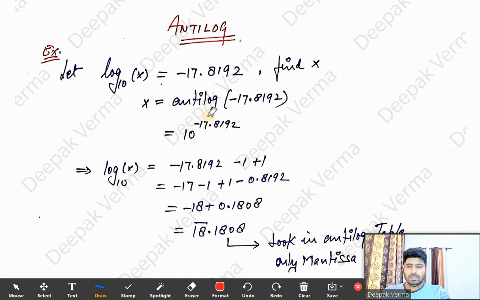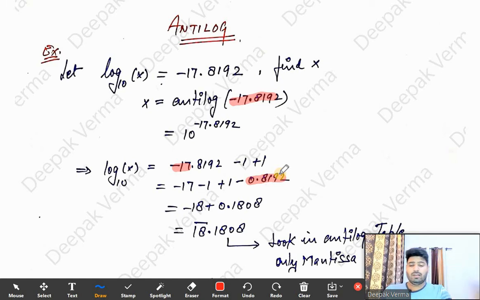Try to solve it. Antilog of minus 17.8192. Okay, remember one thing. We always find antilog of only the mantissa part. Minus 17.8192 can be written as minus 17 minus 0.8192. Here the mantissa part is negative. So first of all, make the mantissa part positive.